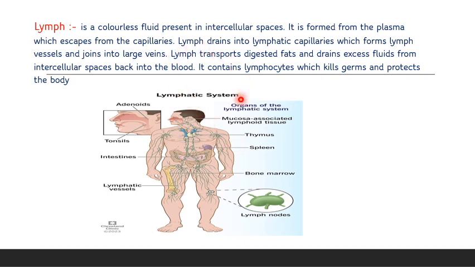Lymph drains into lymphatic capillaries, which form lymphatic vessels and join into large veins. Lymph transports digested fat and drains excess fluid from the intercellular spaces back into the blood. It mainly contains lymphocytes, which kill germs, as well as being helpful to protect the body. That is regarding lymph.